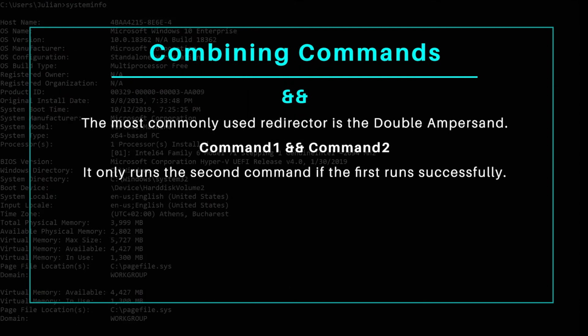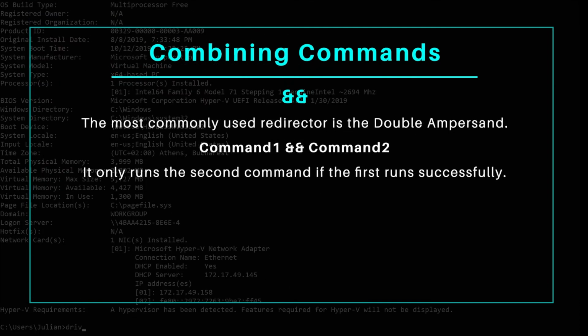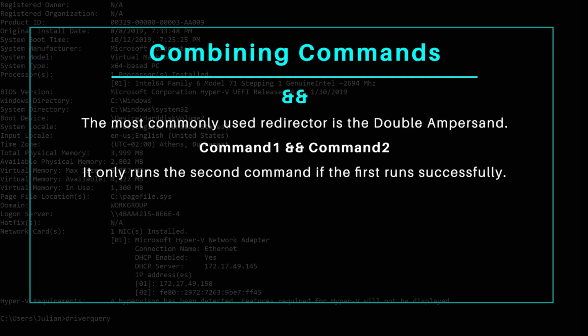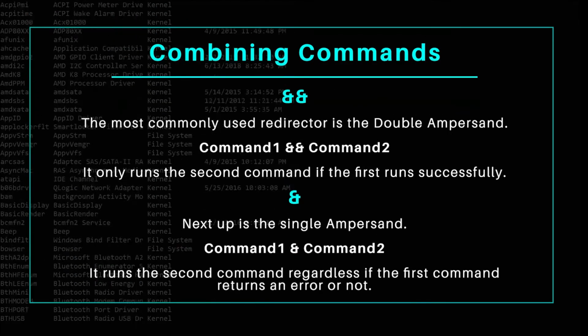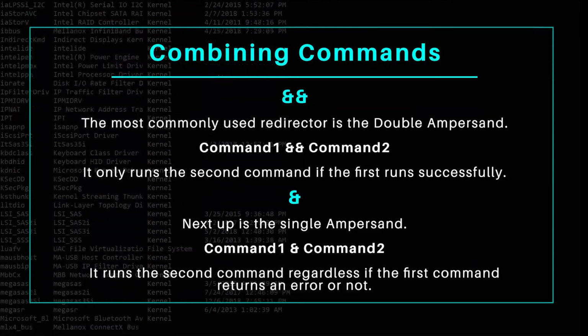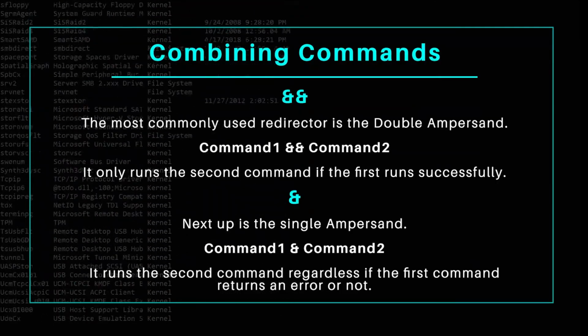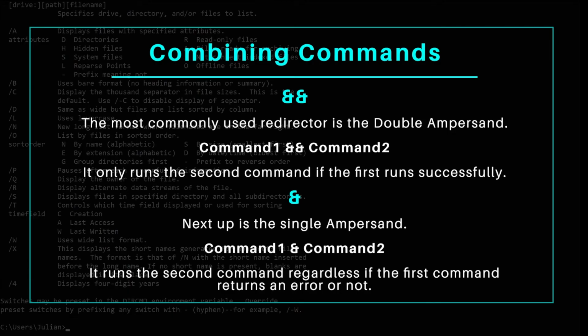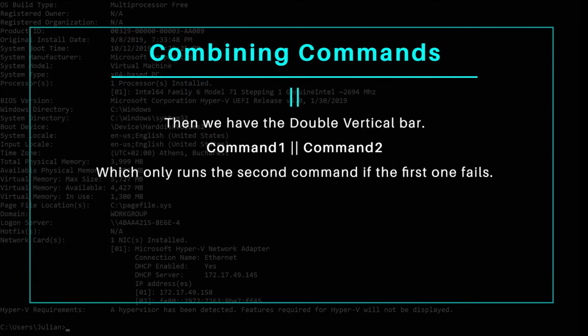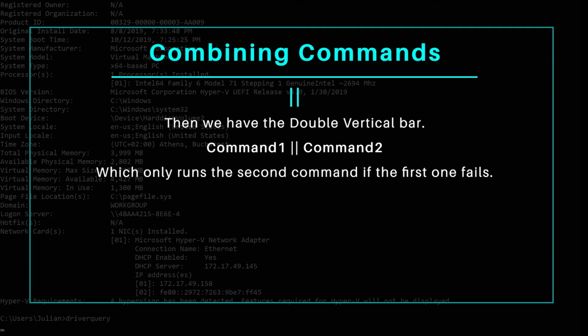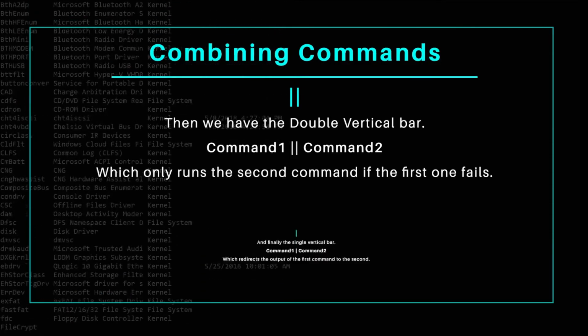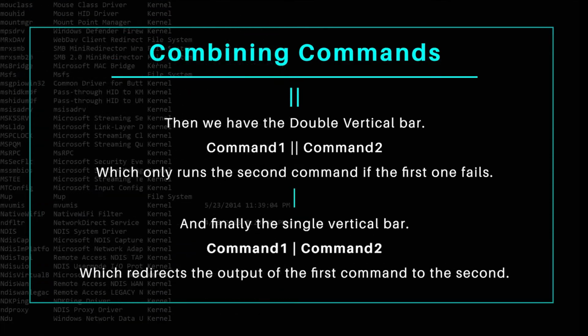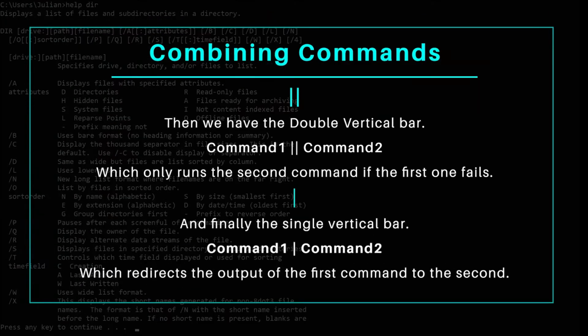The most commonly used redirector is the double ampersand. It only runs the second command if the first runs successfully. Next up is the single ampersand. It runs the second command regardless if the first command returns an error or not. Then we have the double vertical bar, which only runs the second command if the first one fails. And finally, the single vertical bar, which redirects the output of the first command to the second command.